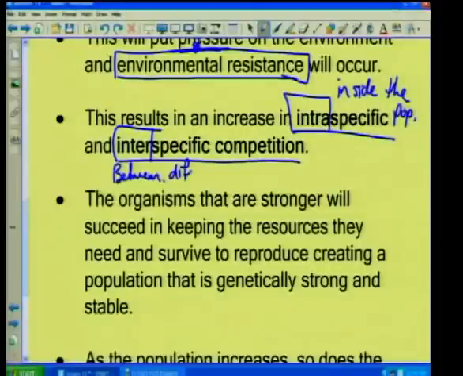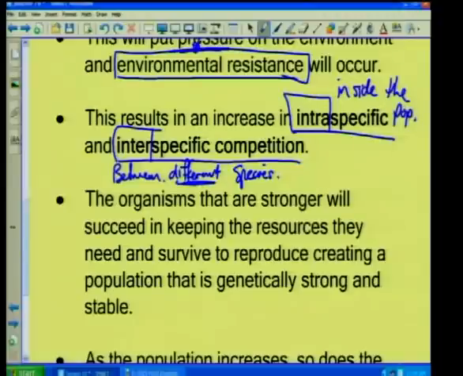So if I have a whole bunch of penguins, they are going to compete for a little bit of space to put their little nest. They're going to compete for their mates. They're going to compete for food. Okay, and they live where there's a lot of water, so that won't be a problem. Okay, interspecific would be between different species.